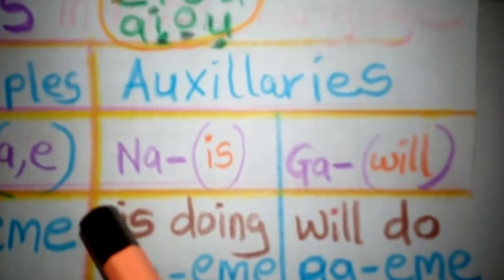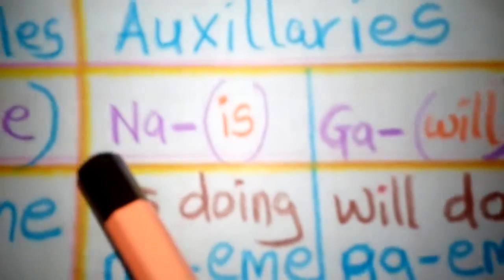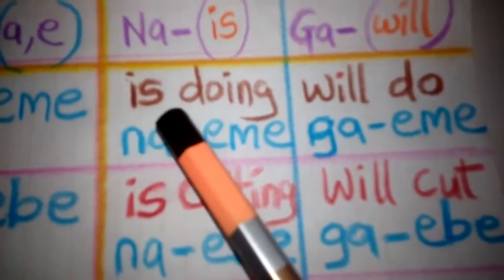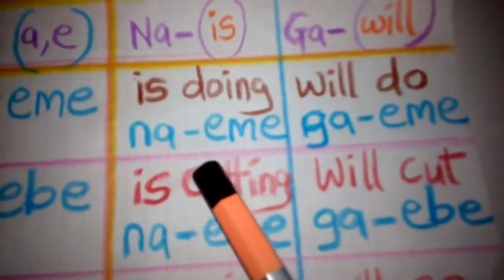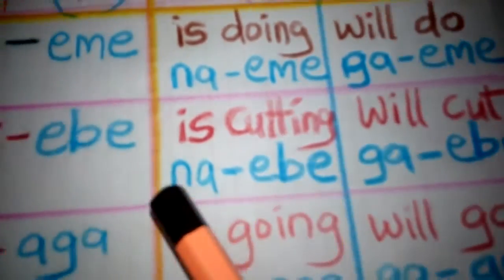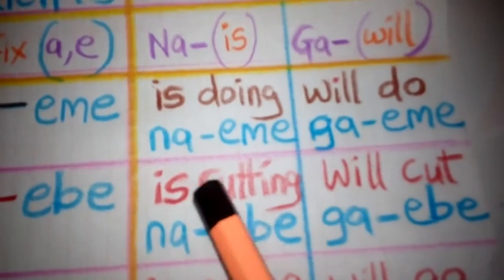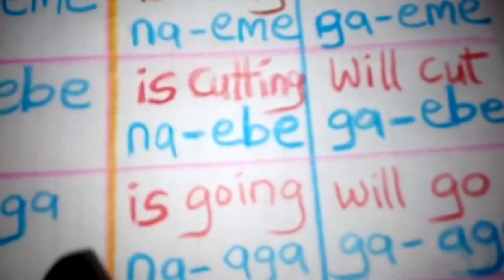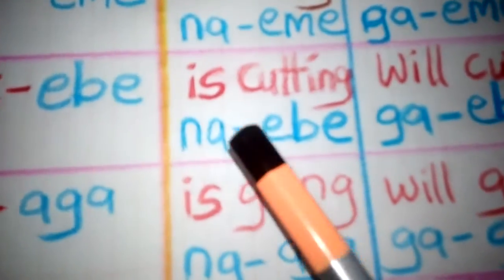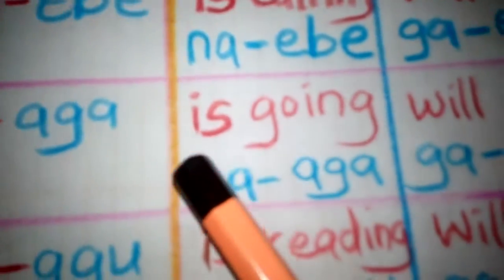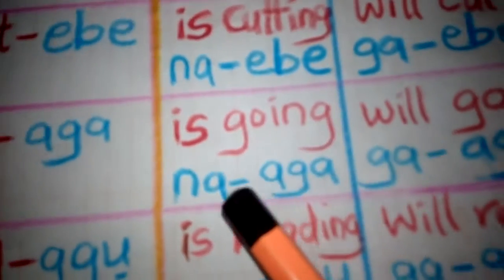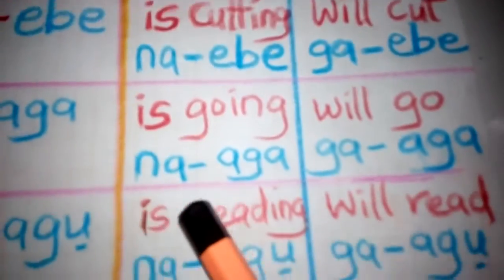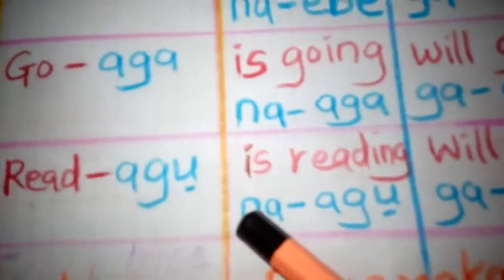So in a sentence, auxiliary na and ga: na is "is", ga is "will". Is doing, na eme. Is cutting, na ebe. That specifies the present continuous. It shows present continuous, that it is still doing. Is cutting, na ebe. Is going, na aga. So na plus participle, na aga.